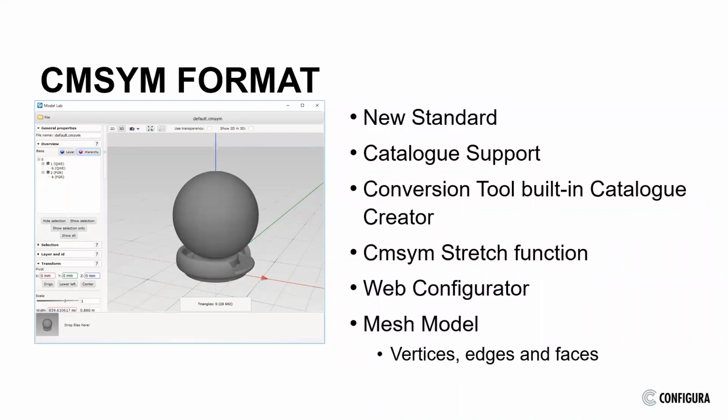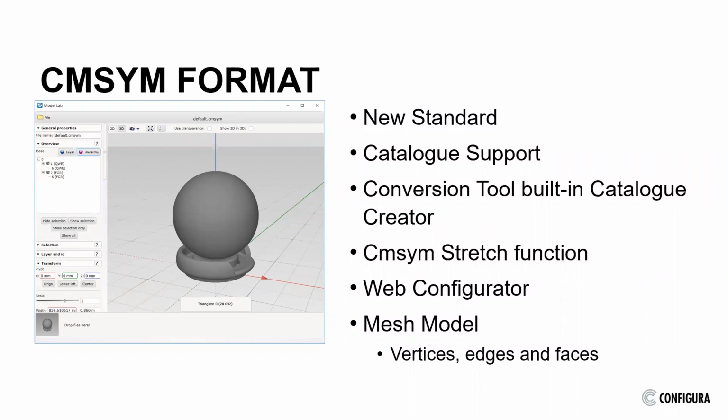First, I'd like to introduce our CM-Sim format. Some of you might have started when we were using the CM3D format, which is our older format, which we are still going to support moving forward. But I would like to introduce this CM-Sim format. It's a new standard we are trying to establish, and we already support catalogs for this format. And we have a built-in conversion tool that allows you to convert all the references in Catalogs Creator to CM-Sim and automatically batch convert your currently available CM3D into CM-Sim.